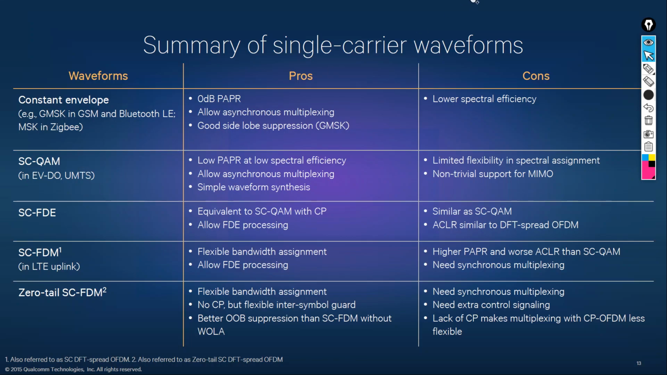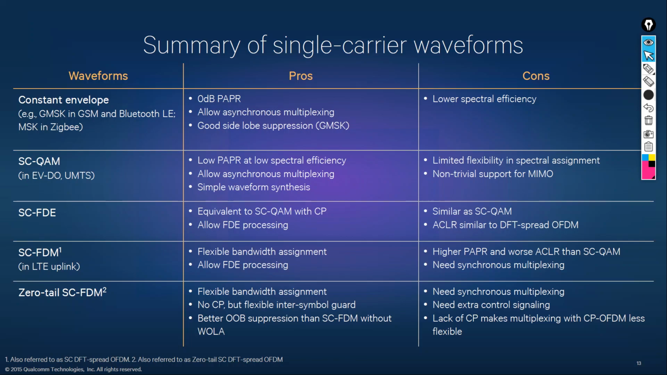The second single carrier waveform we call SC-QAM, single carrier QAM. This is used in UMTS, which is kind of 3G. It has low peak to average power ratio. It's similar to the previous one, allows asynchronous multiplexing, and it allows simple waveform synthesis. What are the disadvantages? Limited flexibility in spectral assignment, and it doesn't support MIMO easily.